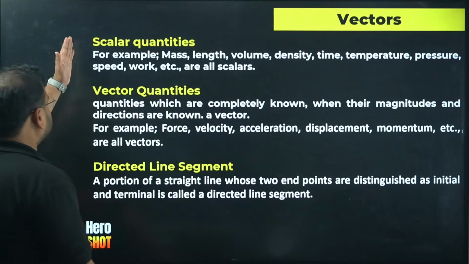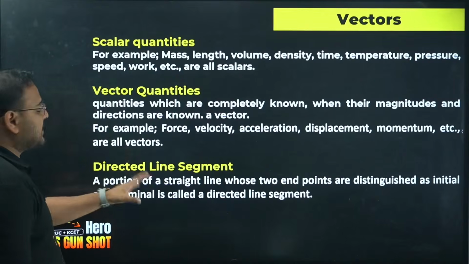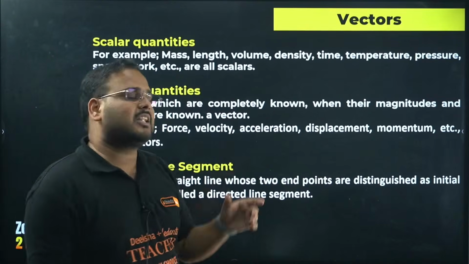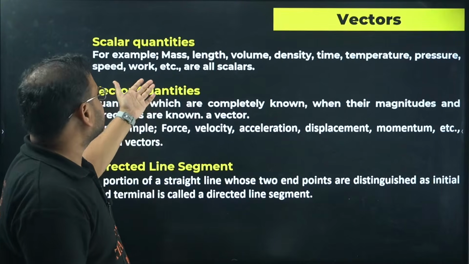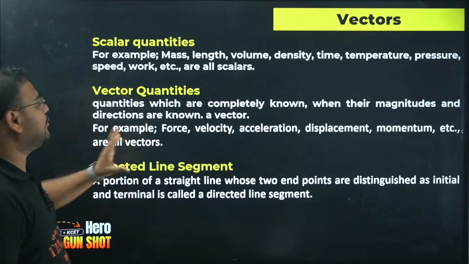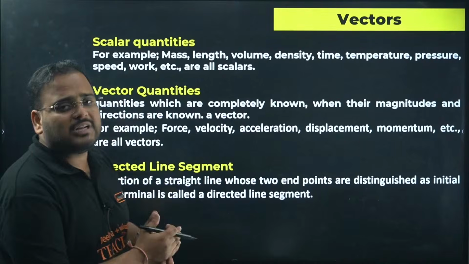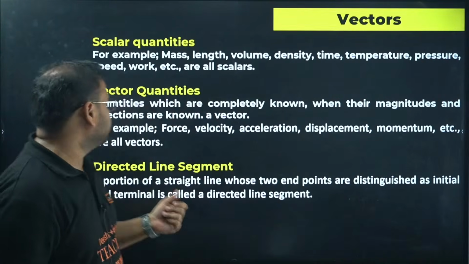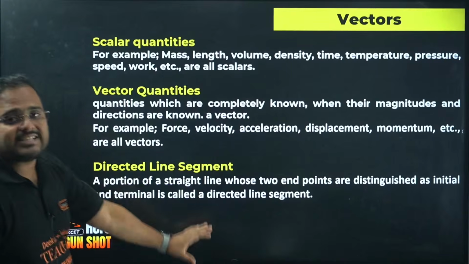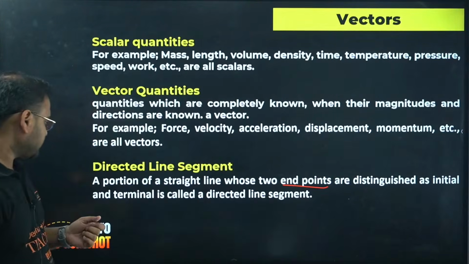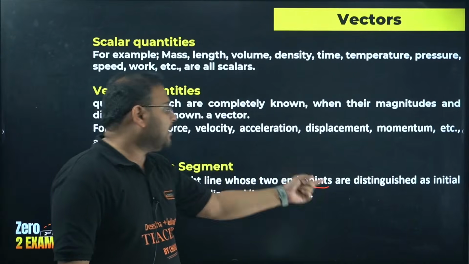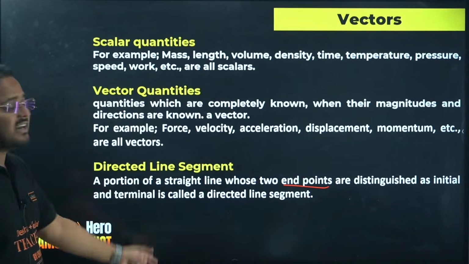Scalar quantities, vector quantities, directed line segments are few definitions you can see on the screen. What is scalar quantity? The quantity which is defined only with the help of magnitude is called a scalar quantity, and for a vector quantity we need both magnitude as well as direction. I hope you all know that very well. Directed line segment, it has a direction sense to it, means it will have an end point on both sides. A portion of a straight line whose two end points are distinguished as initial and terminal points is called a directed line segment.